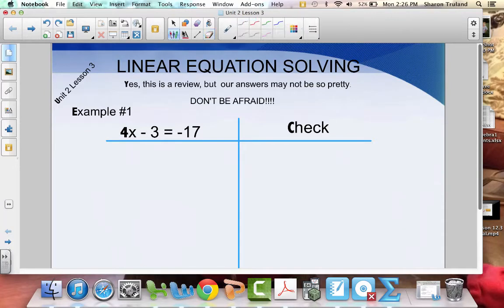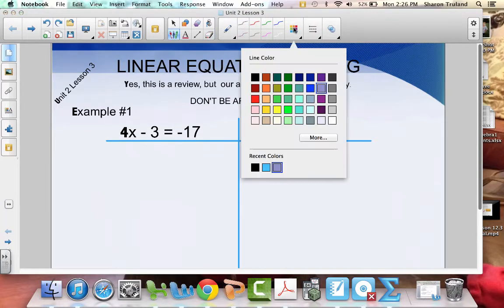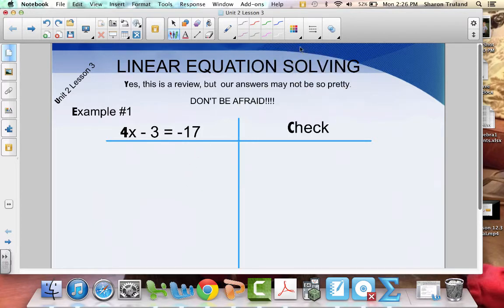Okay, we're doing linear equation solving. Nothing that you have to be afraid of. You probably did this last year. So let's just review. Linear means line. So these equations that we're going to be solving means they're a line. And we're going to show you something cool later on Desmos about it.